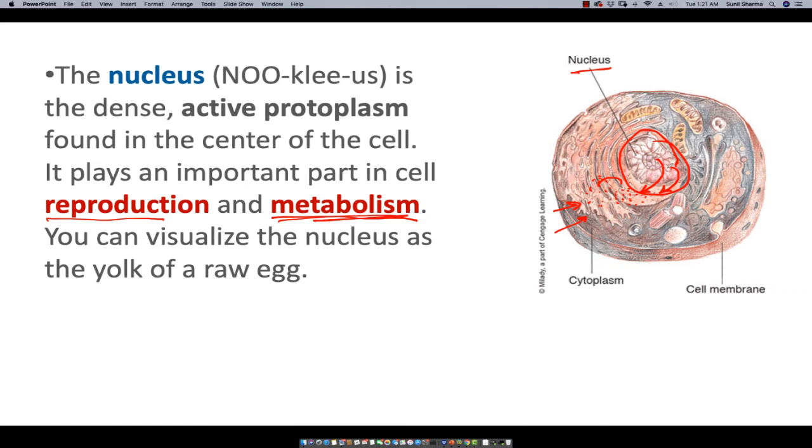So reproduction, again, the DNA will double itself and then will divide. And metabolism is DNA gives instructions as to what kind of components, what proteins, what lipids the cell is going to produce, and that information is stored where? In the DNA.